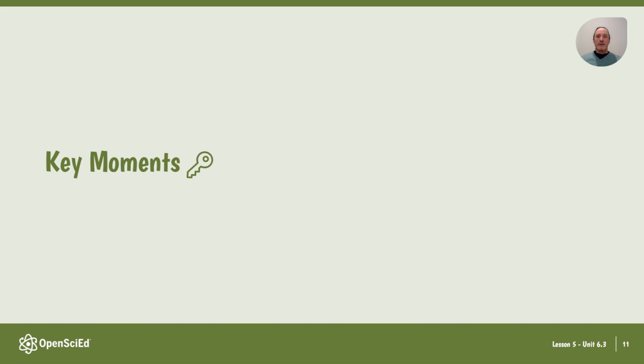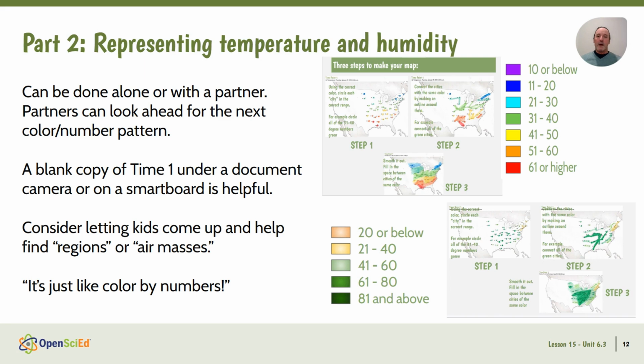Let's talk about some key moments in each of those days and lesson sets. I highlighted part 2 of day 1 as an important part. It's really important because this sets kids up for success later on when they have to do some work individually to color code their own temperature and humidity maps. So it's worth it to take a little time here to set them up for success. It's also good because this will help you make sure they have everything that they need.